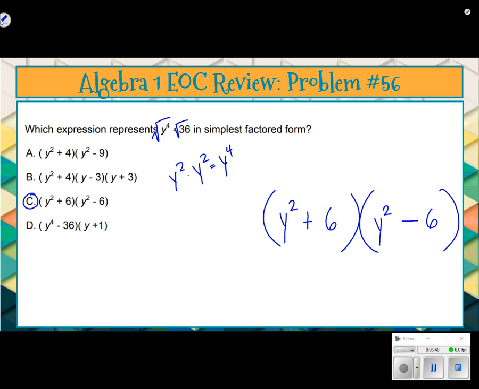Now, the reason why we can't keep going is that this is not factorable. If it was something like y squared minus 9, we could factor it again, right? Because 9 is a perfect square. But 6 is not a perfect square. I can't find two numbers that multiply to give me negative 6 and add to give me 0. Over here, I can't find two numbers that multiply to give me positive 6 and add to give me 0. So that means that I can't continue factoring. But that is how you would factor a binomial with a y to the 4th in the front.